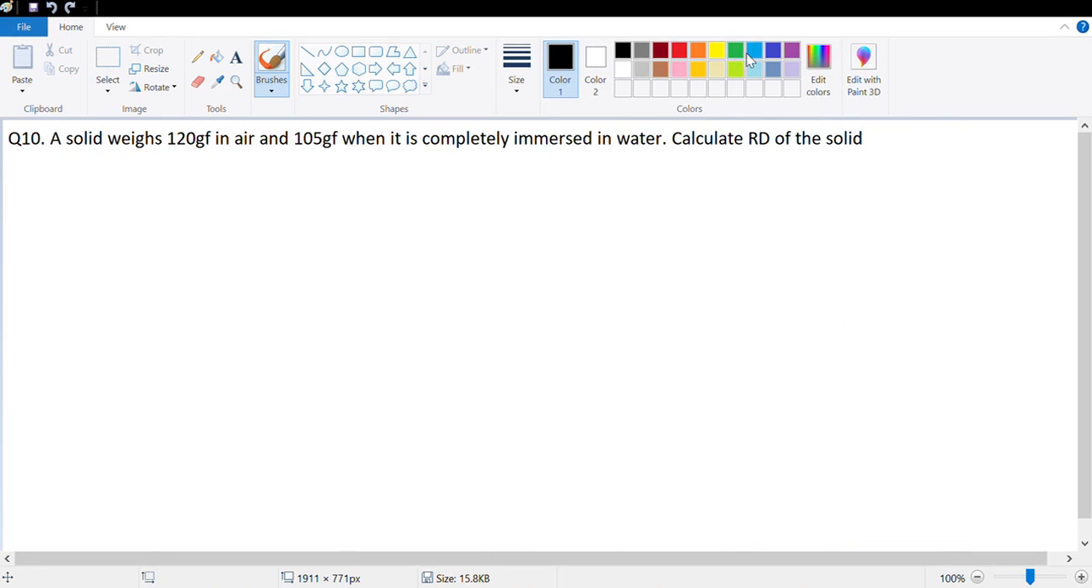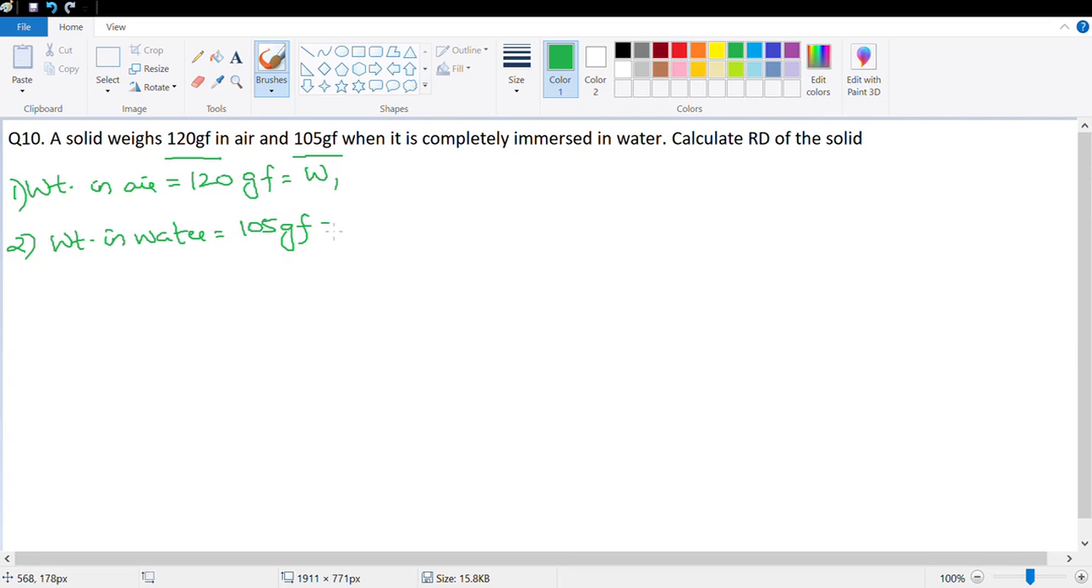The next question is question number 10. It says a solid weighs 120 gram force in air and 105 gram force when completely immersed in water. So point number 1, weight in air is equal to 120 gram force. Let's call it W1. Number 2, weight in water is equal to 105 gram force is equal to W2. We need to calculate the relative density.